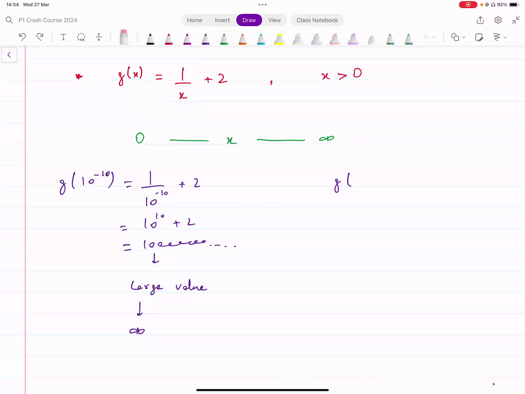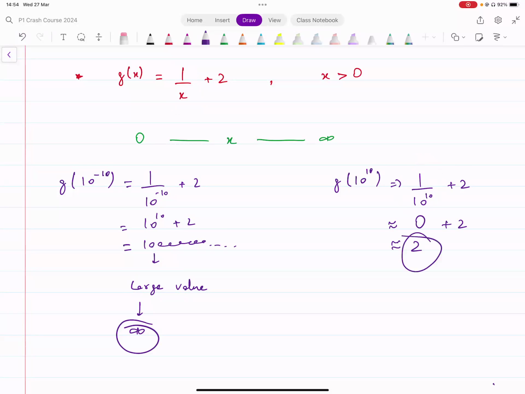You can try that. Try inputting this on a calculator. Try inputting a large number. Again, 10 raised to power 10, you can try that. What does that give you? 1 over 10 raised to power 10 plus 2. Now, this is an extremely small value. So this is going to be close to 0. Then you have plus 2 with that. And this is going to approach 2. So on one end, the function is going towards infinity. On the other end, the function is going towards 2.